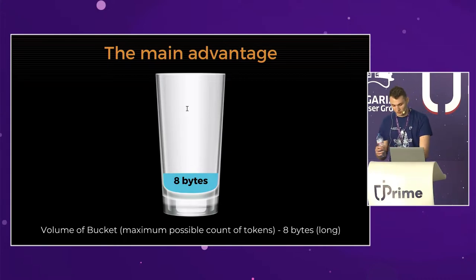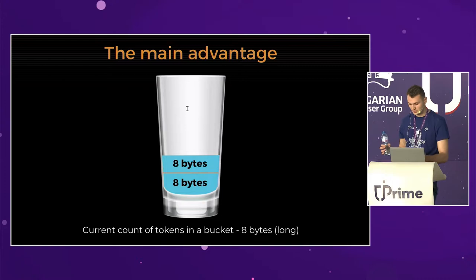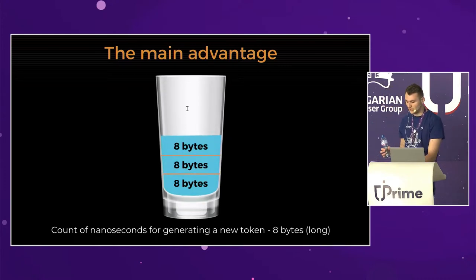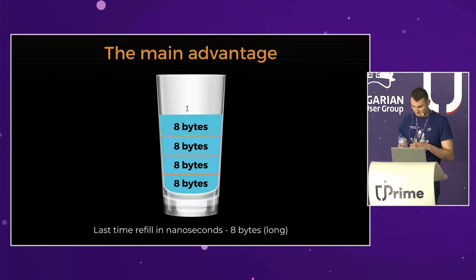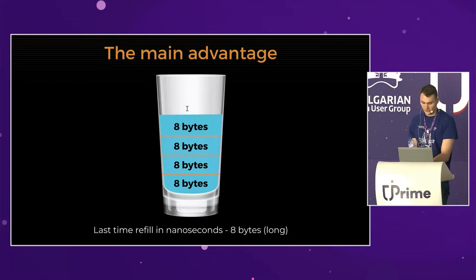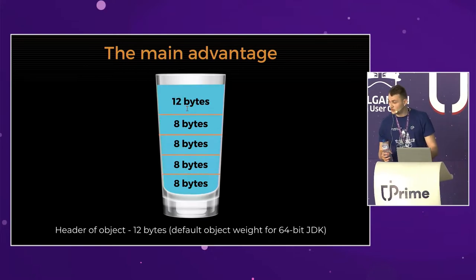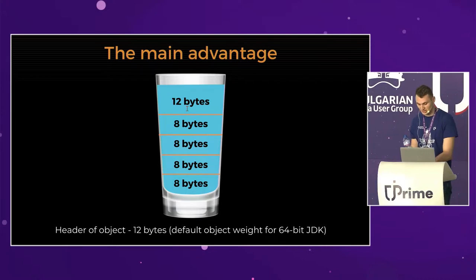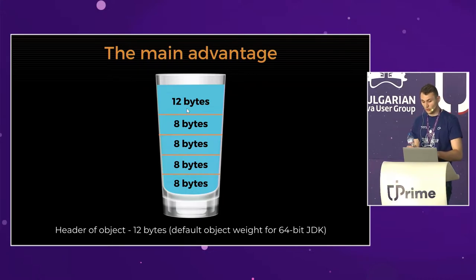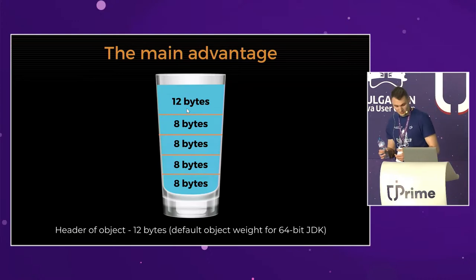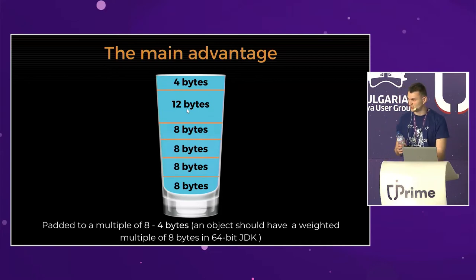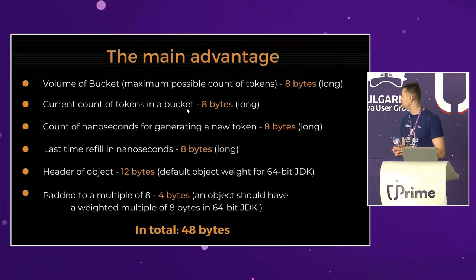The first variable is the volume of the bucket, our capacity. Because it's a long, we spend 8 bytes. The current count of tokens spends only 8 bytes. The nanoseconds to generate a new token, 8 bytes, and also the last refill time, when we last refilled our tokens, we spend only 8 bytes. And because usually we work with a 64-bit JDK, we have the default object header, and it spends 12 bytes. And now currently it's 44 bytes. But because we usually work in a 64-bit JDK, our object should be padded to a multiple of 8, so just plus 4 bytes, in total we have 48 bytes in order to realize this type of algorithm.